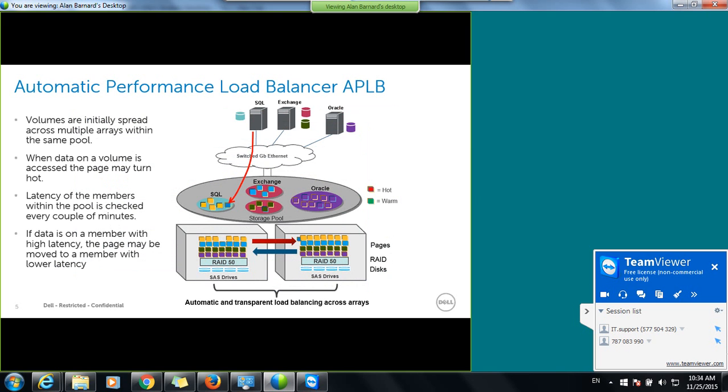So this is a typical example of APLB. You have your hot and warm pages, and it's doing a hot and cold swap between the two members. This is a transparent operation, so again you don't see it. You can see the blue pages there move from one member to the other. That's how it actually works.